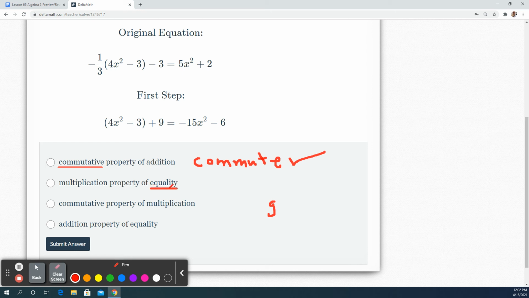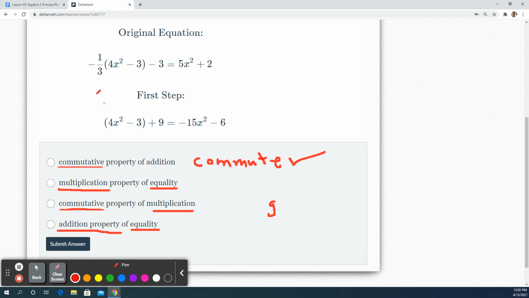Multiplication property of equality. What you do to one side, you have to do to the other. That includes multiplication. Commutative property of multiplication. Commute. They move to different locations in multiplication, which is okay. And then addition property of equality. If you add something to one side, you have to add it to the other.